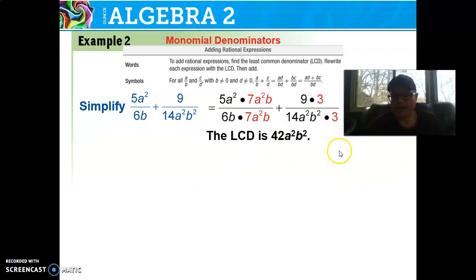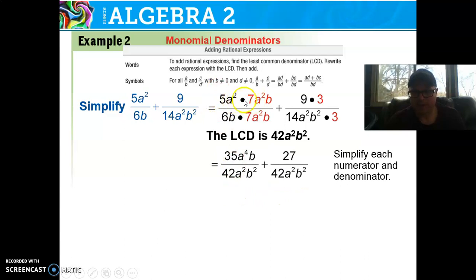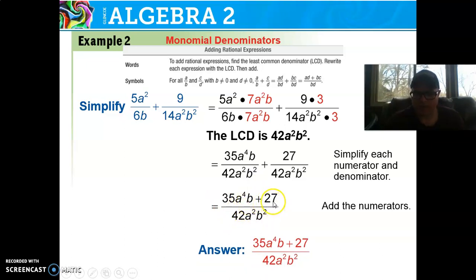So once we have the LCD and we multiply everything out, simplifying each numerator and denominator, we're going to have 35a to the 4th b over 42a squared b squared plus 27 over 42a squared b squared. Now, since we have a common denominator, you might remember when you add fractions, you keep the denominator and you add the numerators. So it's 42a squared b squared on the denominator and 35a to the 4th b plus 27 in the numerator. And that's our final answer.